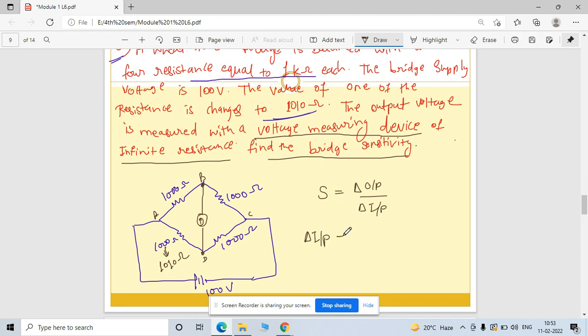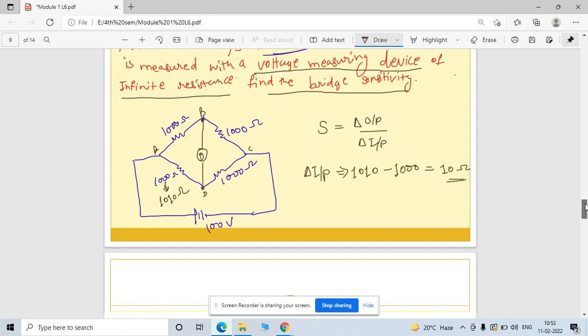Change in input is nothing but the new resistance minus the old resistance. The new resistance here is 1010 ohm, and the old resistance here is 1000 ohm. So the change in input is 10 ohm.